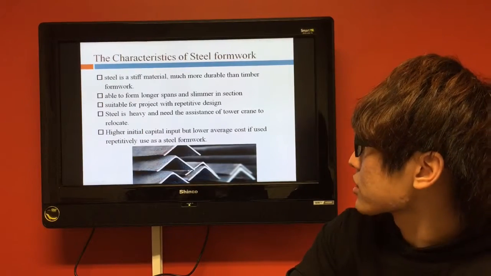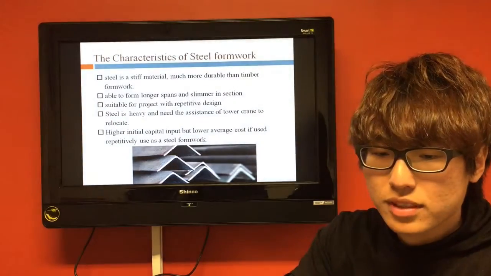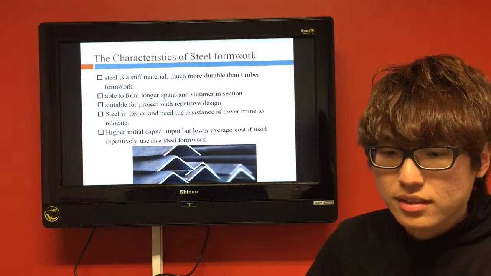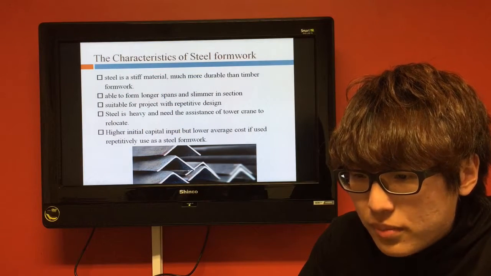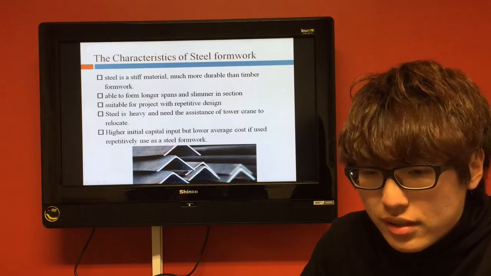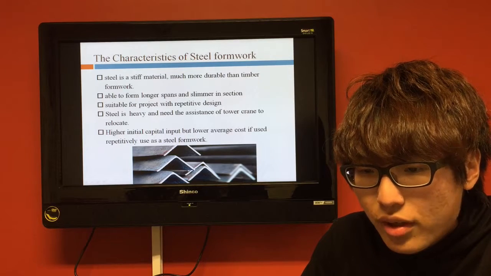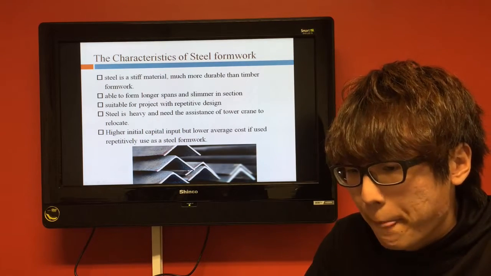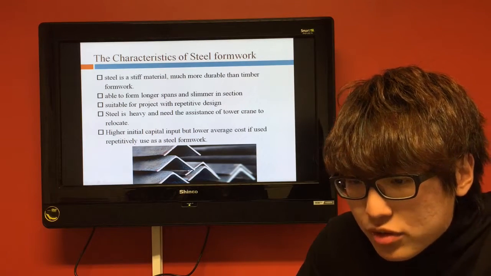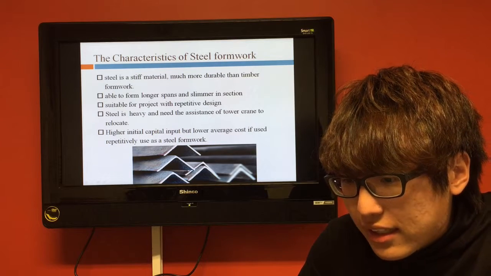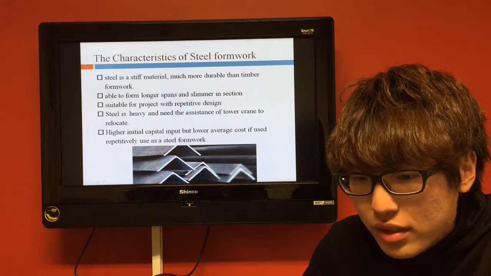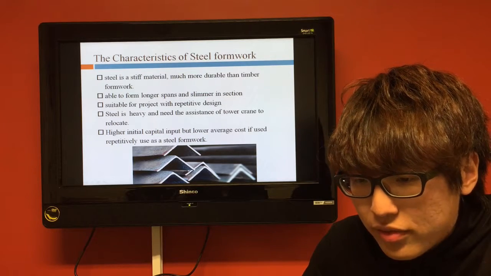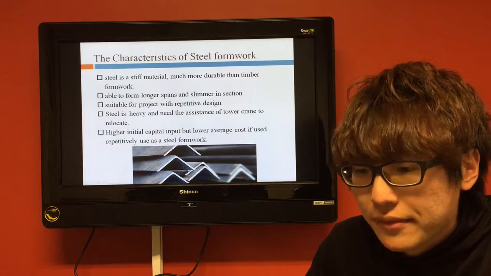Let me talk about the characteristics of steel formwork. Steel is a stiff material, and therefore it is much more durable than timber formwork. It also possesses the following characteristics. It's able to form longer spans and slimmer sections. It is suitable for projects with repetitive design, such as public housing.